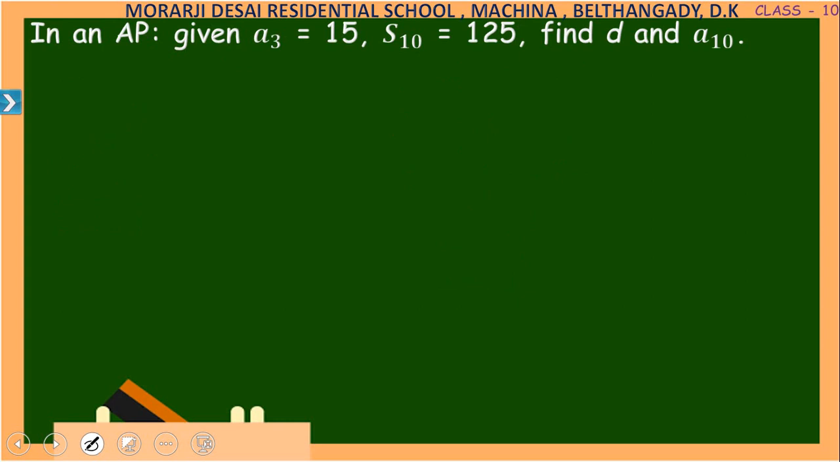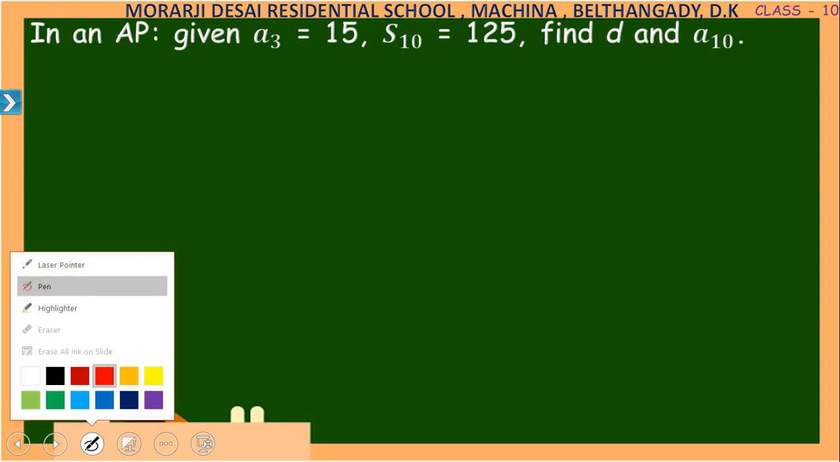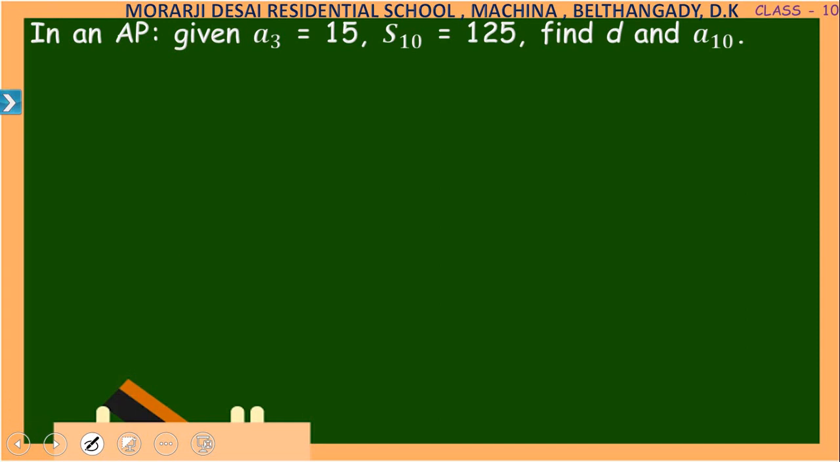Look at the next question. In an AP, a3 is equal to 15, S10 is equal to 125, find d. Write what is given. Here it is given that a3 is equal to 15 and S10 is equal to 125. We have to find d and a10.